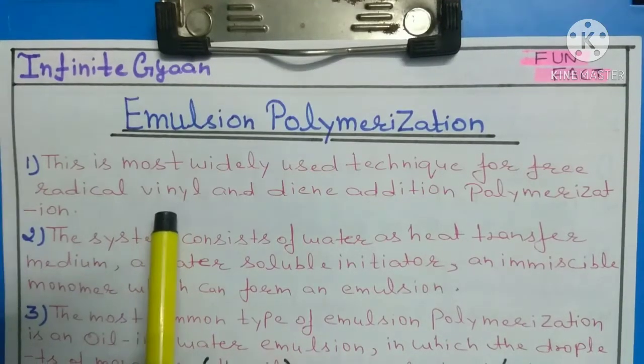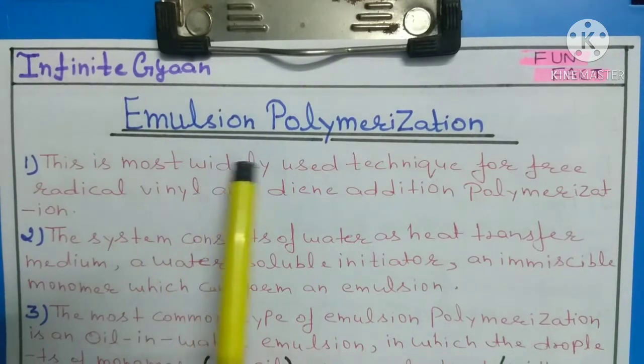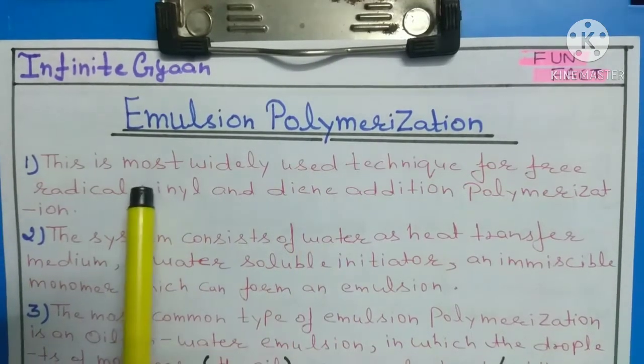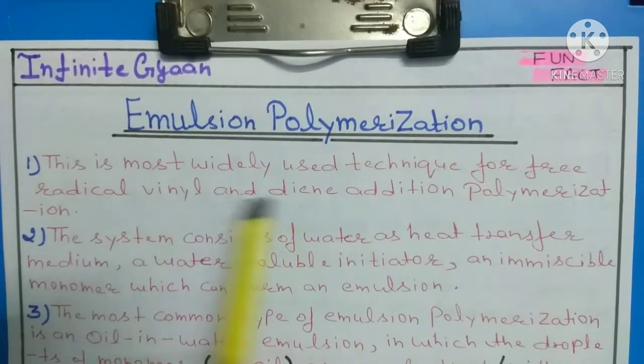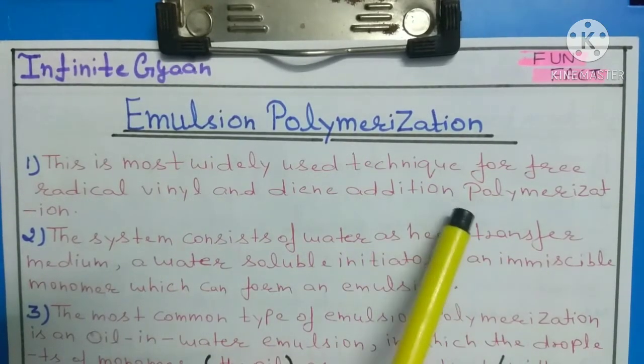So friends, in this video we will discuss emulsion polymerization. This is the most widely used technique for free radical vinyl and diene addition polymerization.